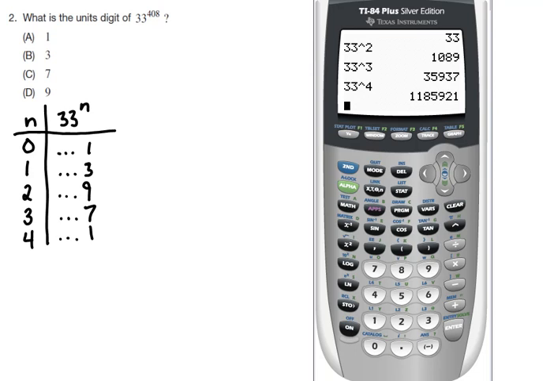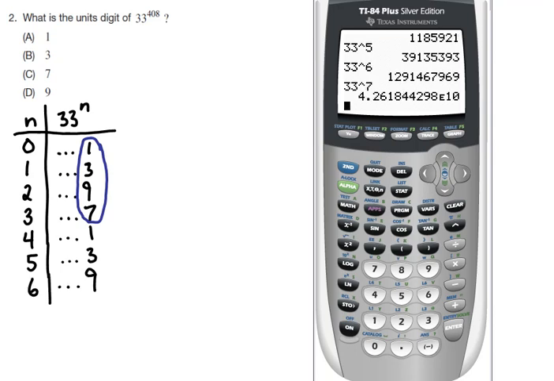Now it appears that we have the pattern 1, 3, 9, 7, 1. We would guess that when we go to the fifth power, we should get something that ends in 3. And in fact, we do. And so we're pretty sure that we have this pattern 1, 3, 9, 7, 1, 3, etc. If I could, I might try one more. And in fact, 33 to the sixth power does give me something ending with a 9.